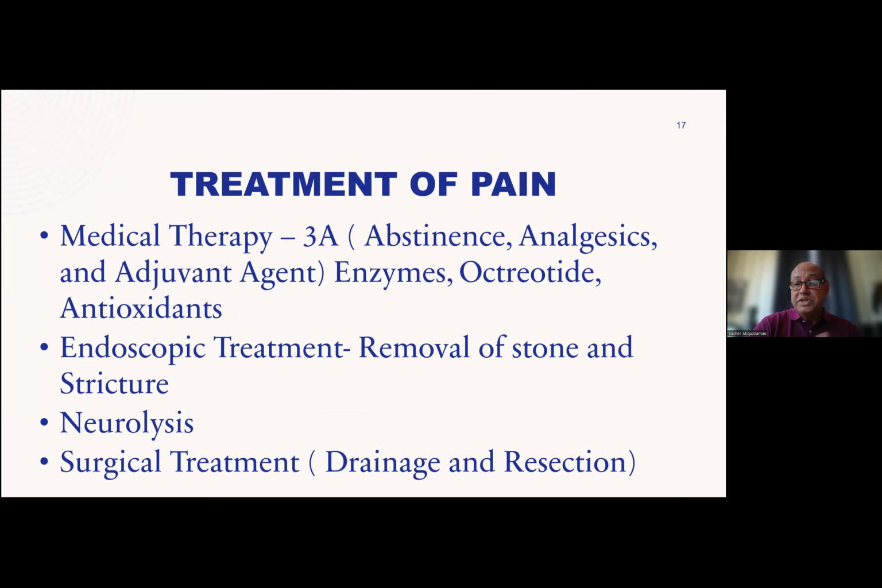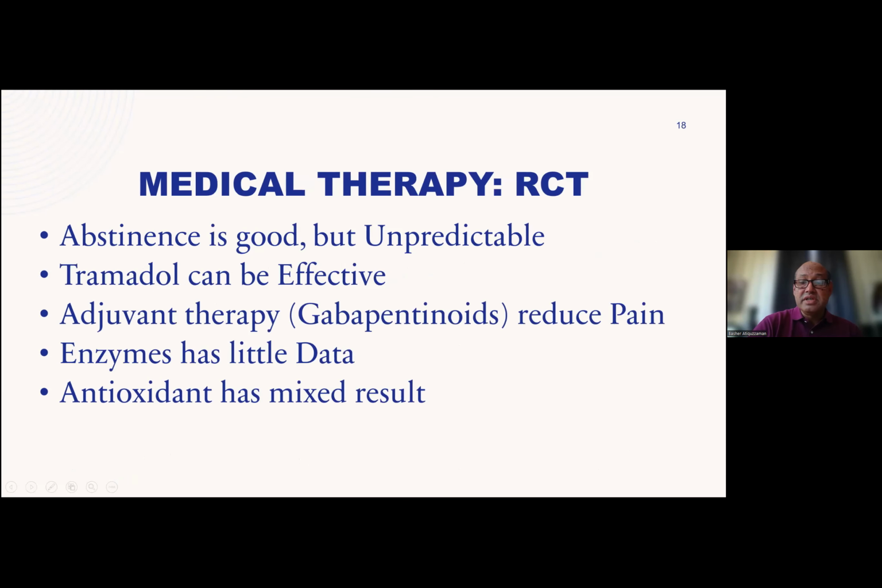So when you talk about the treatment, medical therapy, we still use it. We call it the 3 As: abstinence from the bad things like alcohol and smoking, also analgesic and adjuvant agents, enzymes, octreotide, and antioxidants. I'll tell a little bit about it. And the endoscopic treatment, where we remove the stone and stricture for the symptomatic cases. We do neurolysis, both for pain management also endoscopically, and I'll tell you the role of it. And the bigger role basically is surgical treatment, where we do drainage and resection, which the surgeon does.